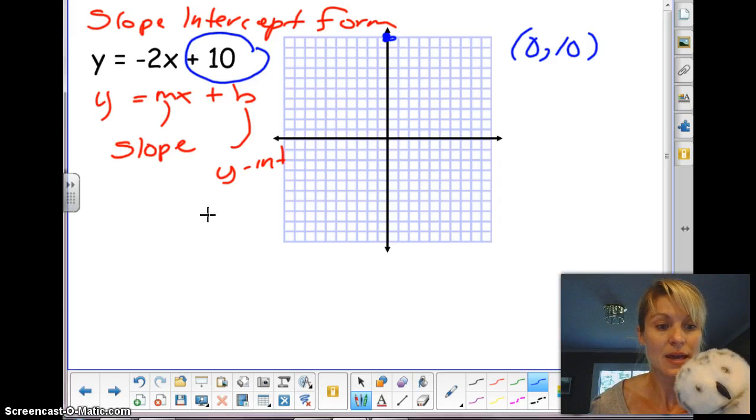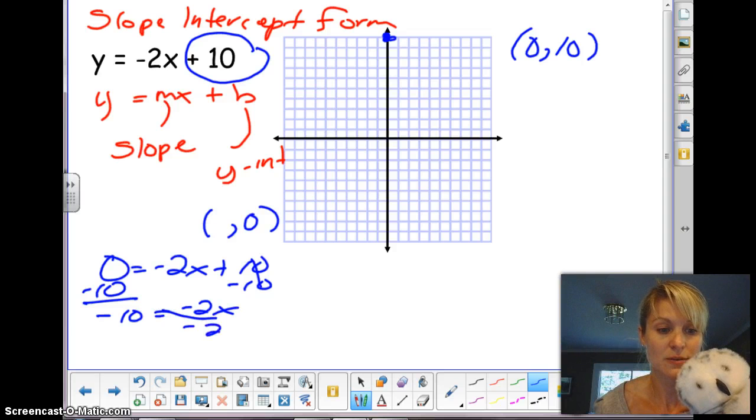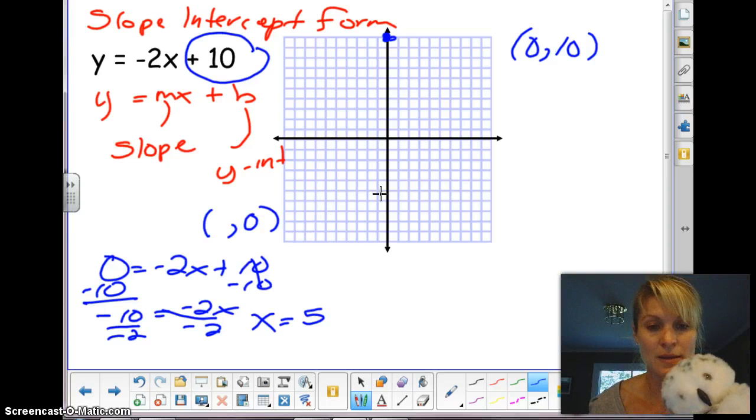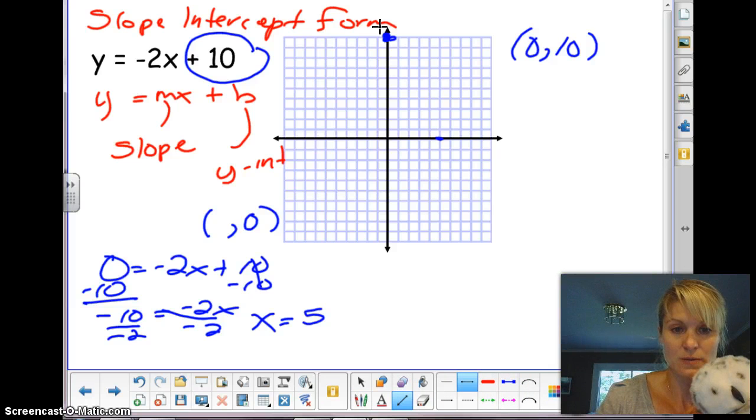Okay? So to find the x-intercept, I replace y with 0. So here's my y. So I'm going to make that a 0, negative 2x plus 10. Subtract my 10 over. So I get negative 10 equals negative 2x. Divide by the negative 2. And I know that my x is intercepting at the 5. Okay? So we have 1, 2, 3, 4, 5. And then again, I have 2 points to make my line. So then I can just go ahead and draw it. So it goes right through here.